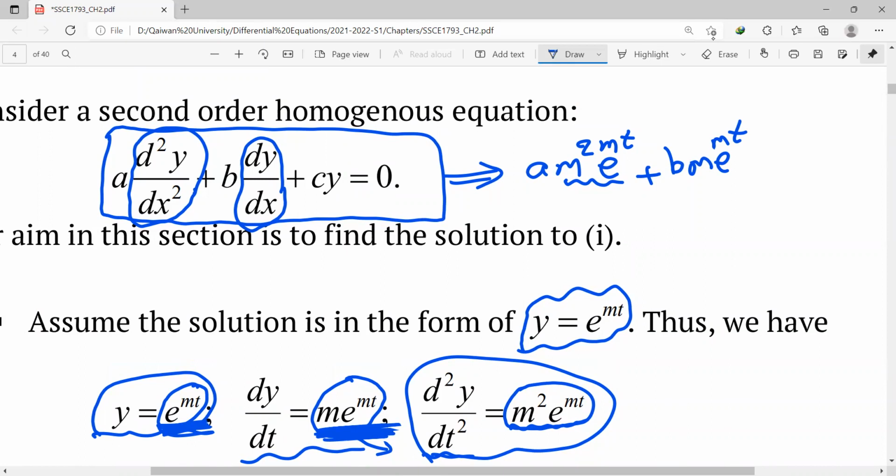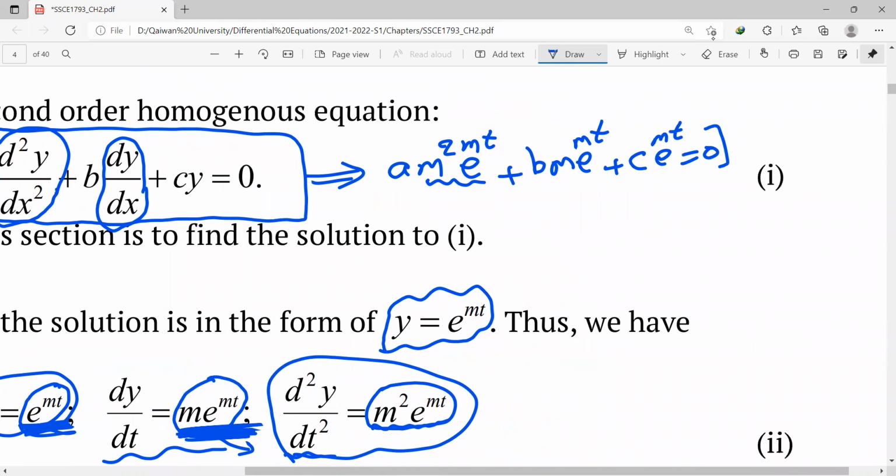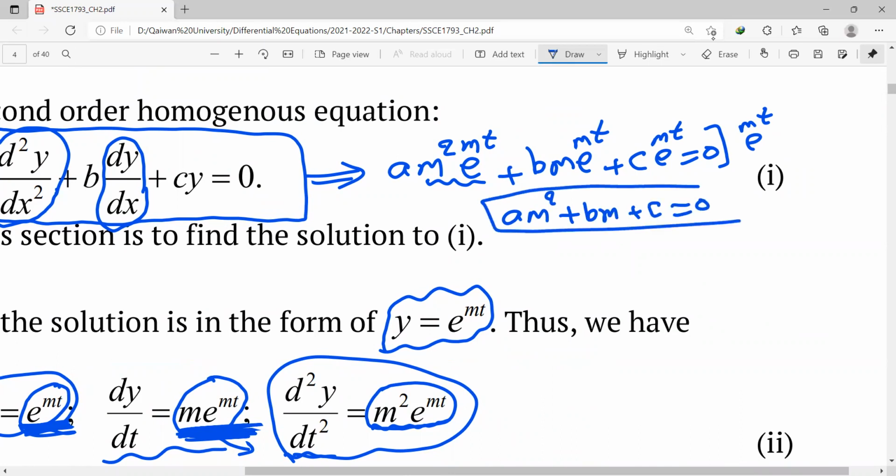Here plus b m e to the power mt plus c times y. This is c. What's y? y is e to the power mt, equals 0. And just to let you know how to get the general form, if we divide both sides by e to the power mt, what we get? In the first term, we get a m squared. In the second term, we have b m. In the third term, we have c, and the right-hand side is 0. This is a polynomial of degree 2. Okay?